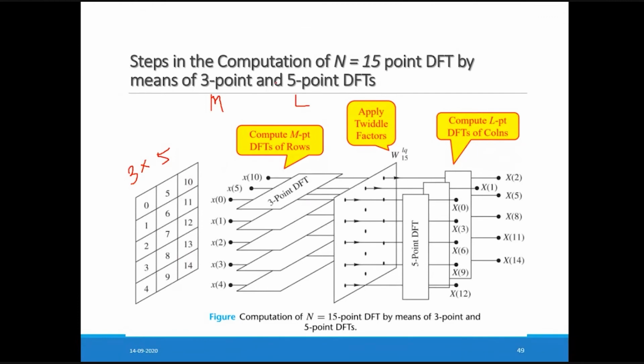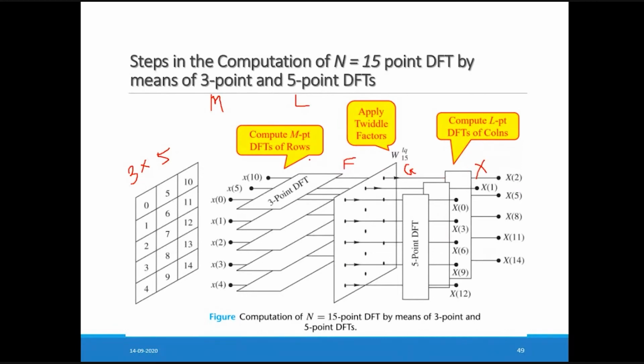So these are all given. We calculate the 3-point DFT, or the M-point DFT. Then we get the term F over here. We multiply this term with the twiddle factor omega 15 raised to lq, and here you get the term G. Then you apply the L-point DFT, here the 5-point DFT, which will give you nothing but your output DFT X.